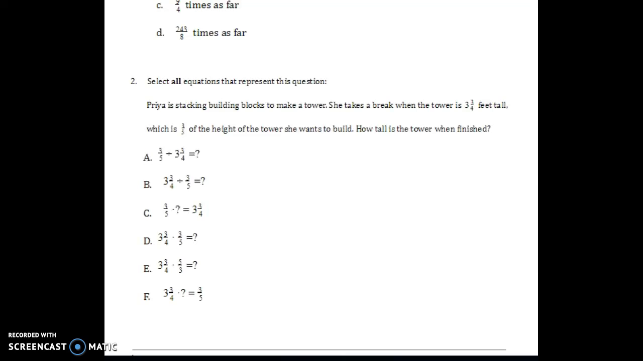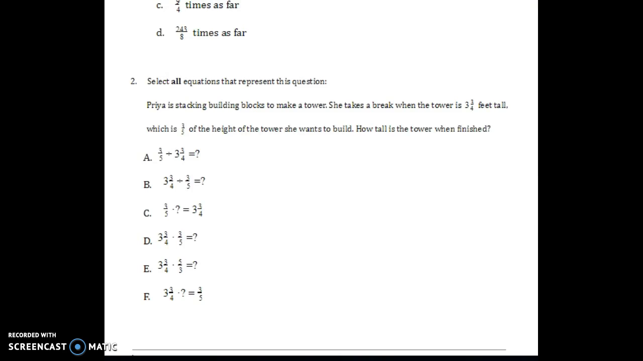Question 2. Select all equations that represent this question. Priya is stacking building blocks to make a tower. She takes a break when the tower is 3 3/4 feet tall, which is 3/5 of the height of the tower she wants to build. How tall is the tower when finished?